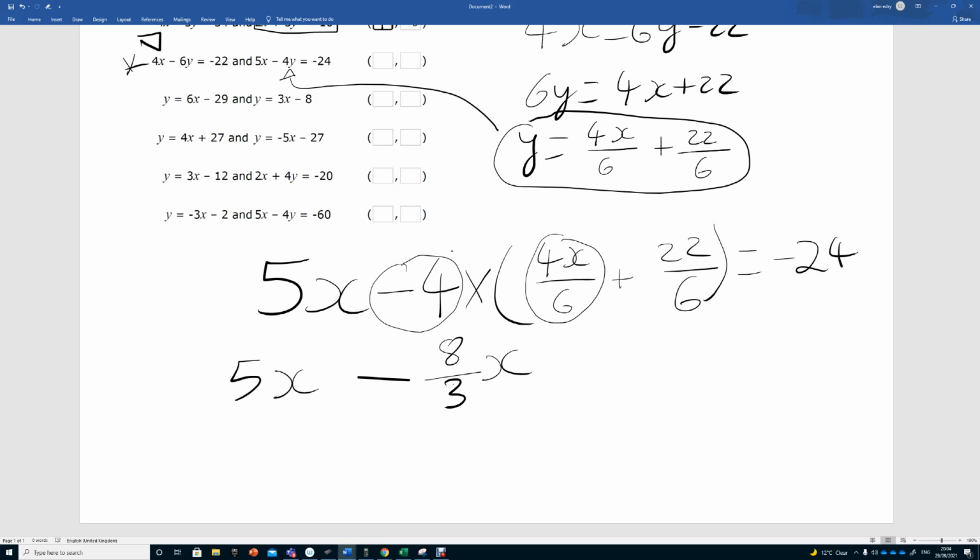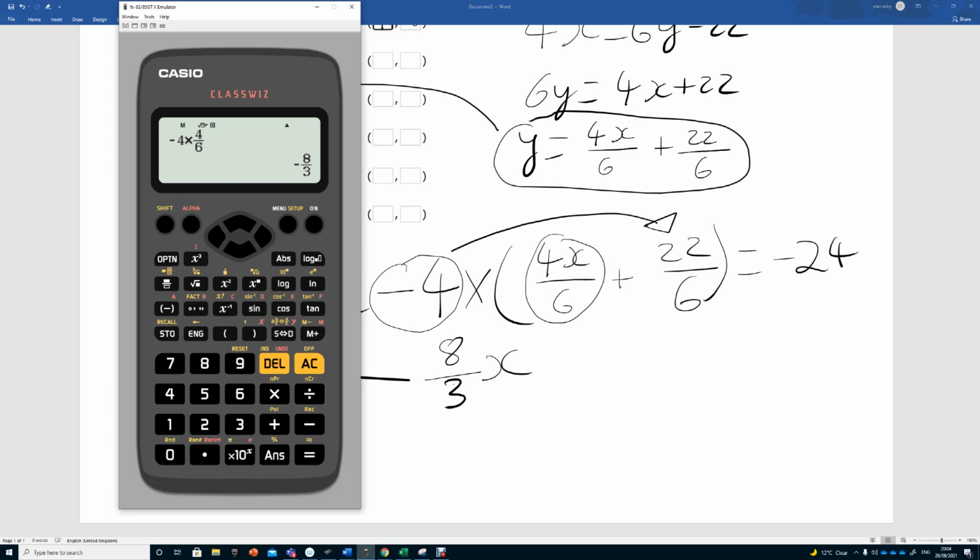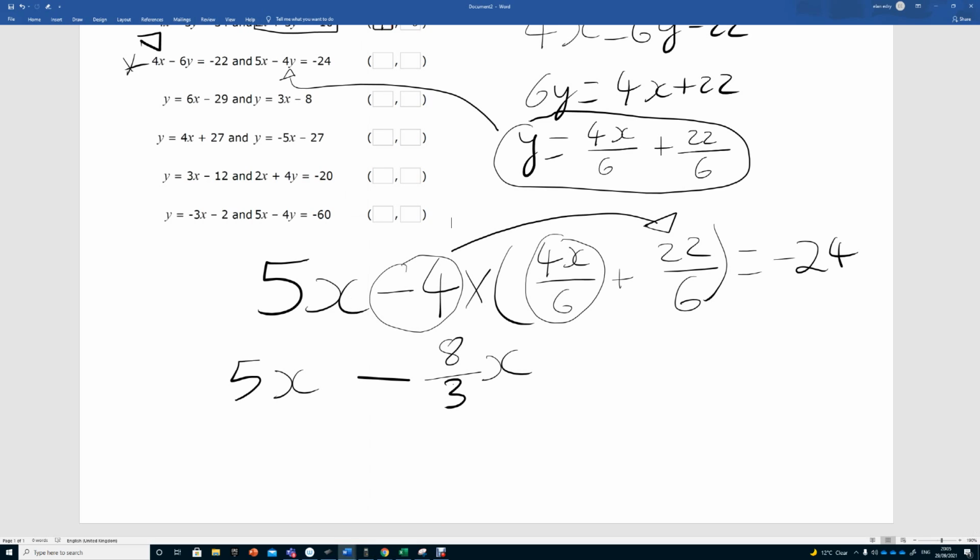And then you've got minus 4 times 22 over 6. Again, you've got a calculator nowadays, so you could just do minus 4 times 22 over 6, which is minus 44/3. And all of that equals minus 24. So let's collect like terms.